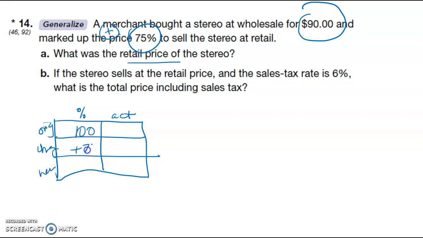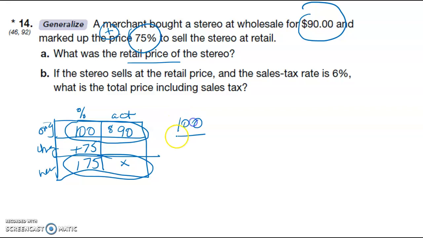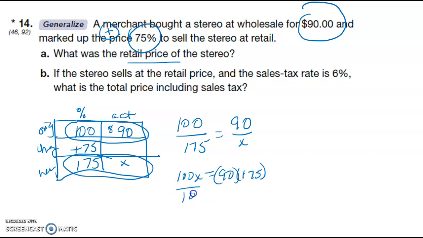He marked it up 75%. He bought it at $90. We want to know what the retail, what he sold it for. So this is 100 over 175 is equal to 90 over x. 100x is equal to 90 times 175. Divide by 100. Okay, 90 times 175 divided by 100.